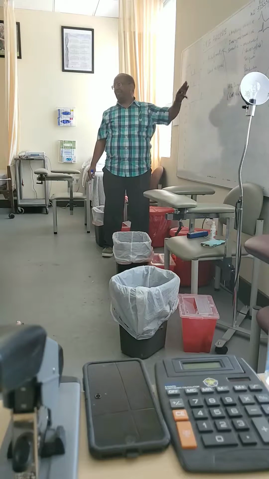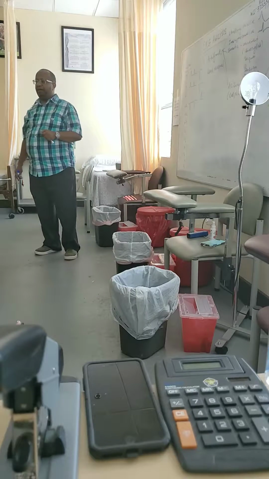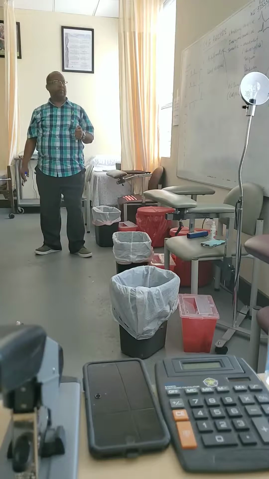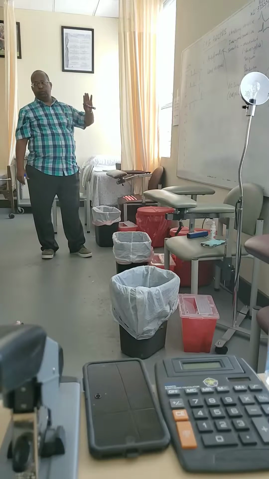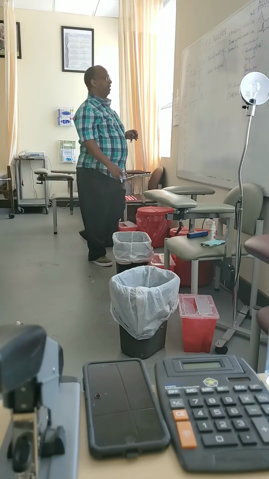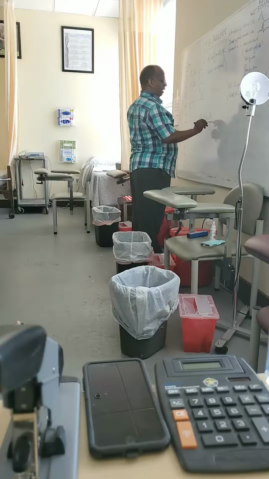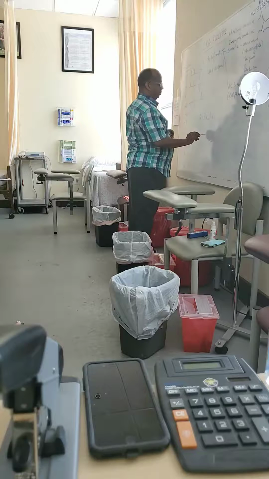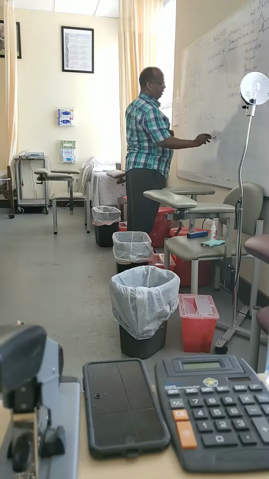So these are the two main things that you need to see when you have an EKG tracing. Now, after you check for artifacts, you go for analysis. That's what we need to see today. And the third one, you go for interpretation.